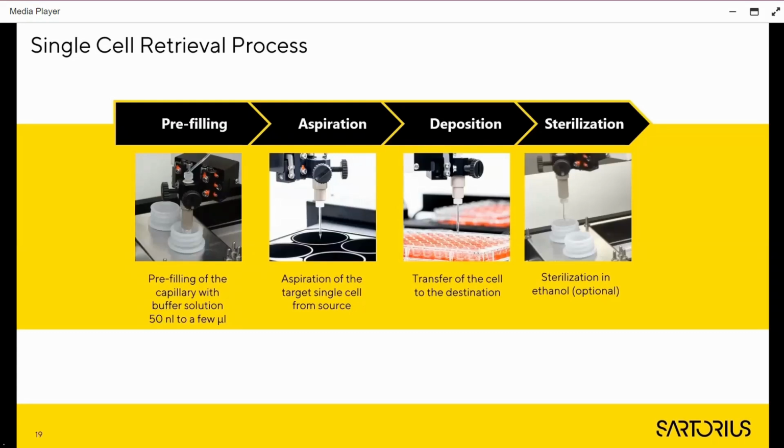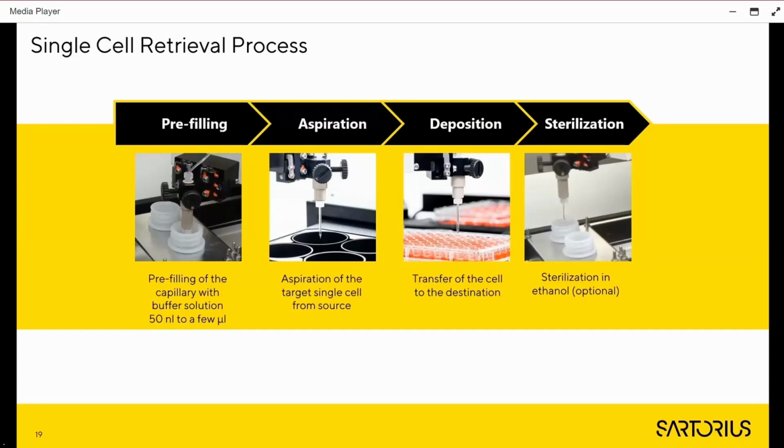Before picking cells, we can pre-fill capillaries with buffer solution from the buffer station or destination plate. Then we can pick single cells and deposit them in the destination plate. After finishing the picking procedure, the capillary can be sterilized as needed. This workflow is reiterated until all of your cells of interest have been transferred.